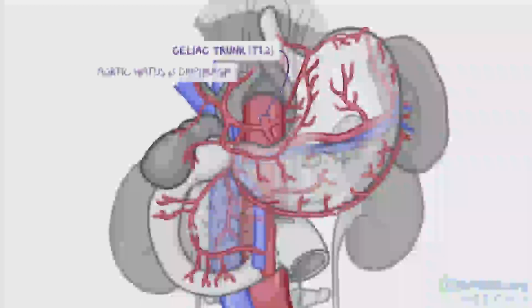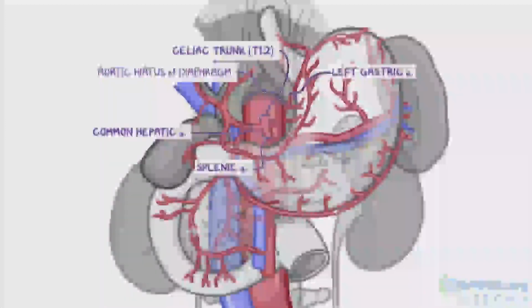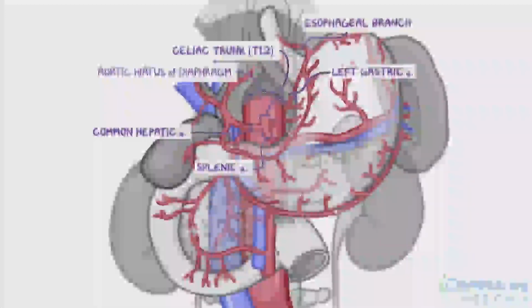It has a short course, going anteriorly and inferiorly for less than 2 centimeters before branching into 3 arteries, the left gastric, splenic, and common hepatic arteries. The left gastric artery ascends where it gives the esophageal branch, which supplies the distal portion of the esophagus. Then, it curves downwards along the lesser curvature and within the lesser omentum, giving smaller branches that supply the anterior and posterior walls of the stomach, and it also anastomoses with the right gastric artery.